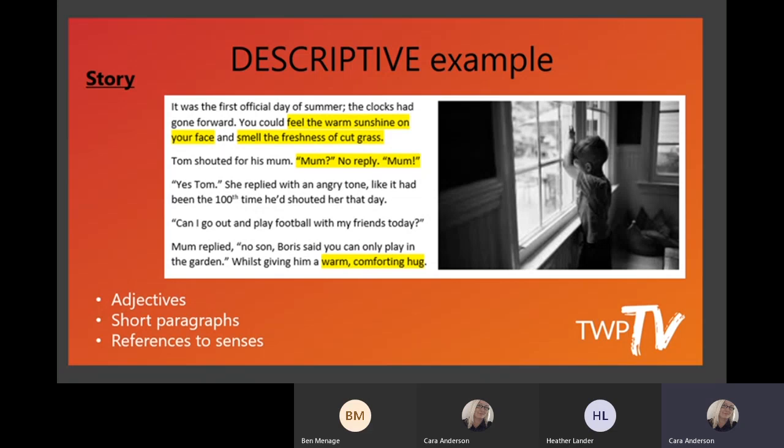Does that make sense? Yeah. Excellent. So if you're reading it and it seems like a bit of a book, there's a bit of storyline going in there, then it's describing something. Okay.